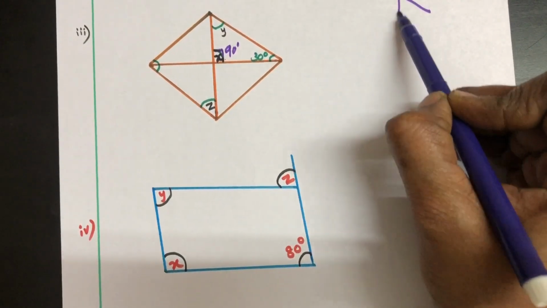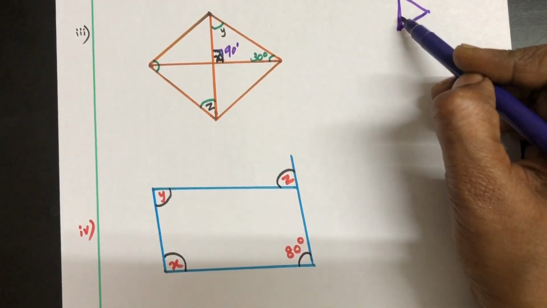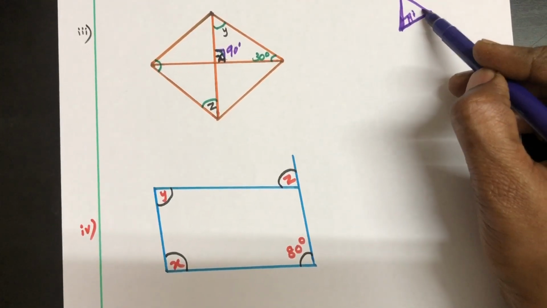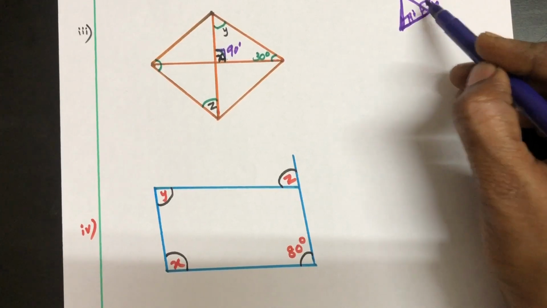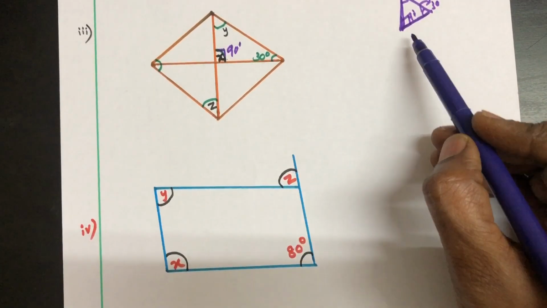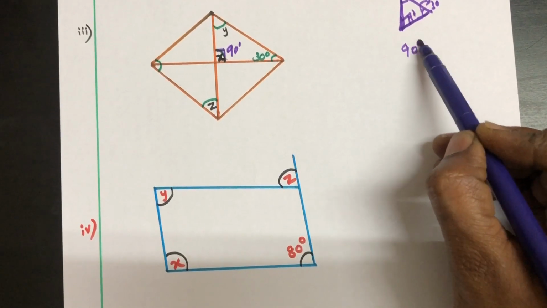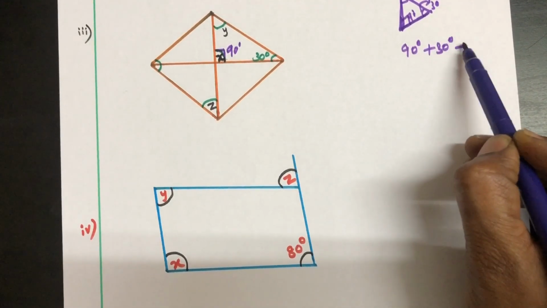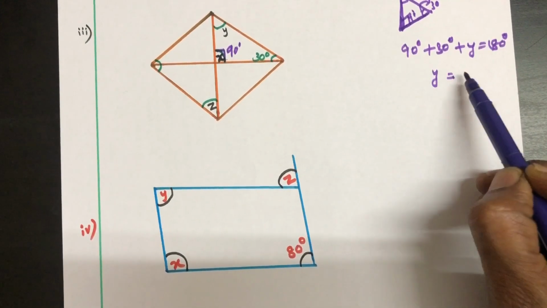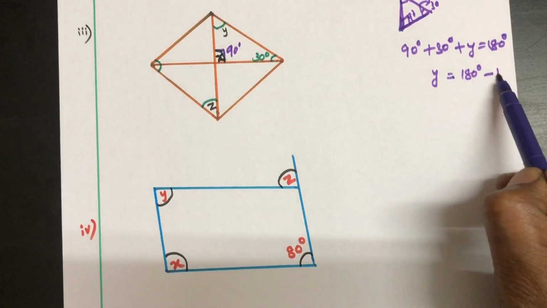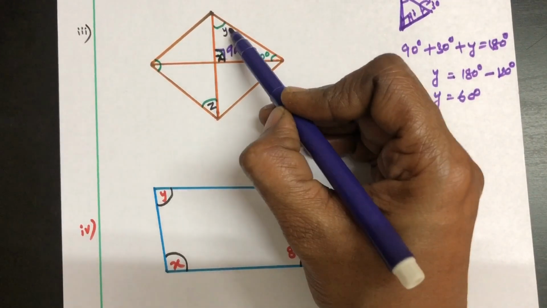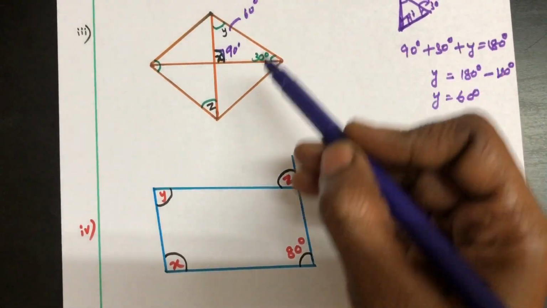Now, consider this triangle alone. If this is 90 degree and this is 30 degree, this interior angle, what is this angle? We know very well the interior angle sum of a triangle is always 180 degree. So, 90 degree plus 30 degree plus Y is equal to 180 degree. Y is equal to 180 degree minus 120 degree. This gives you 60 degree. So, the value of Y is 60 degree.